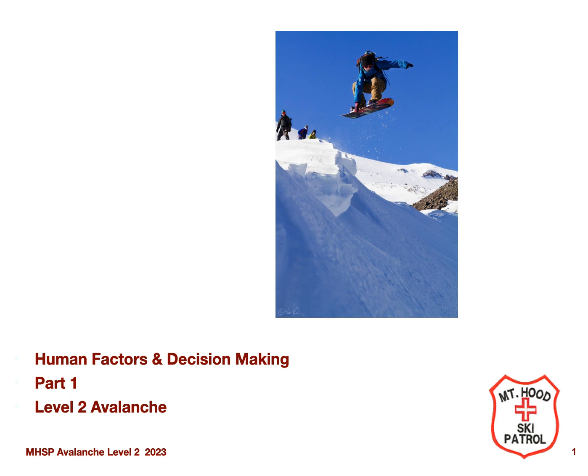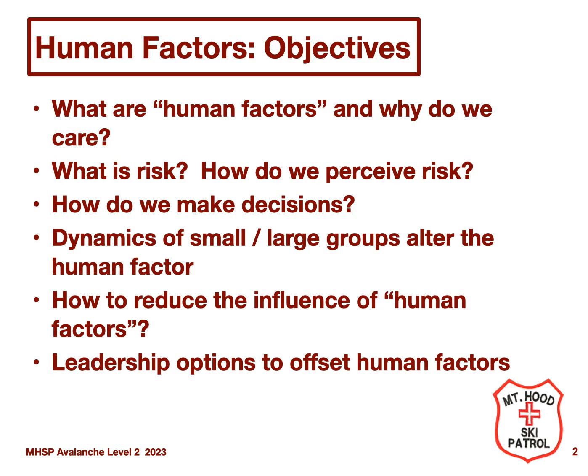Our objectives for this module are as indicated. First, we'll discuss what we mean by human factors and why they're important. We will then talk about risk and how we make risk-informed decisions. We will then discuss the impact of group size and group dynamics on human factors and decision-making, and wrap up with a discussion of tools we can use to limit the effects of human factors in decision-making.